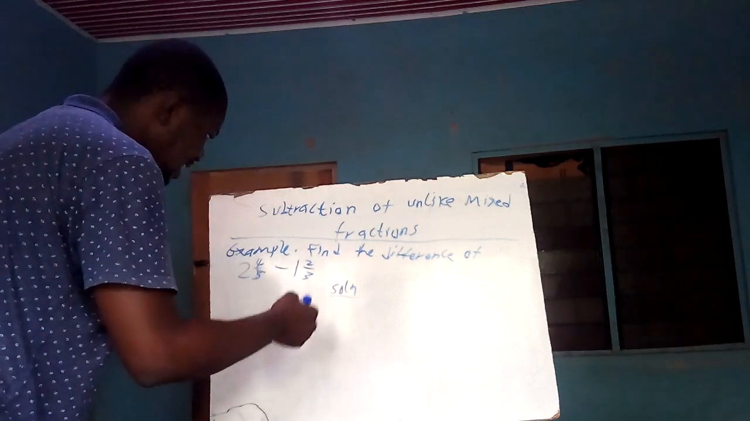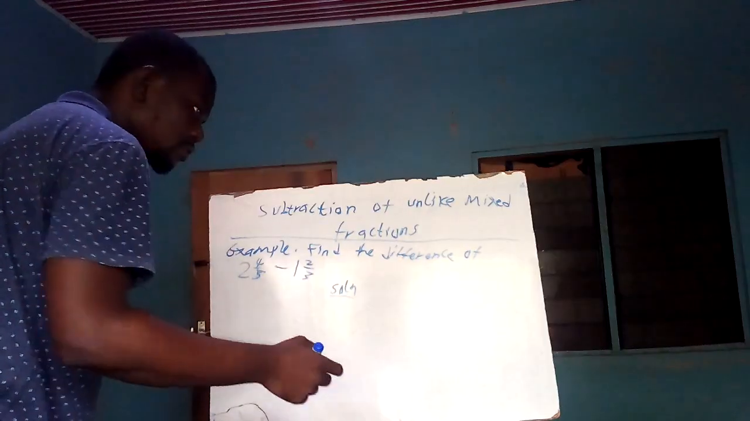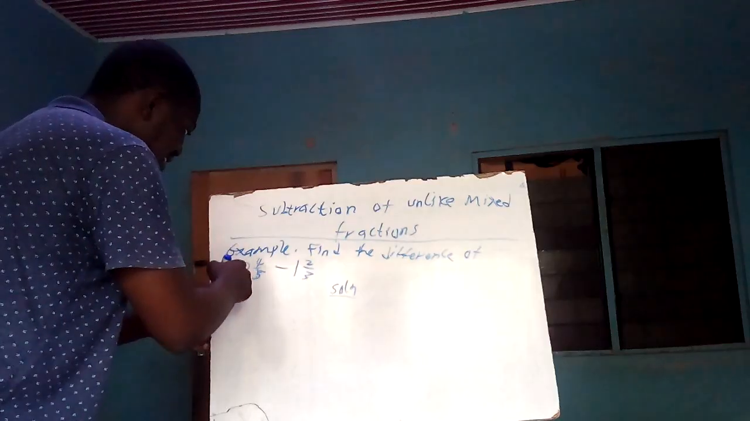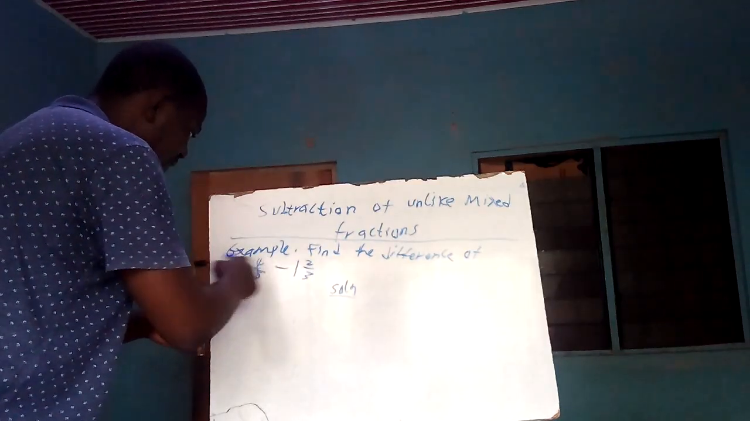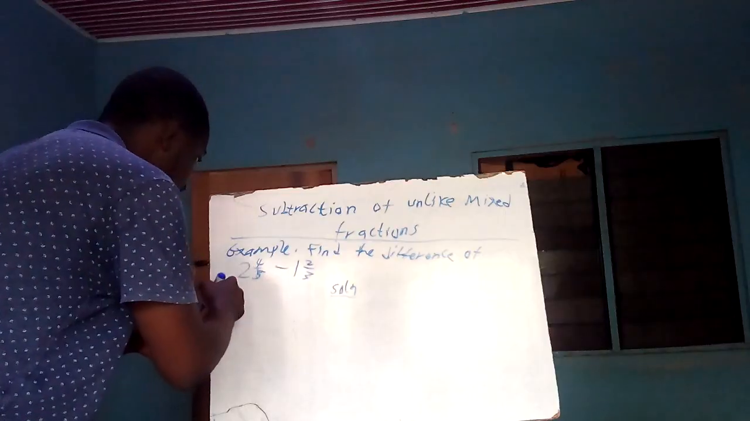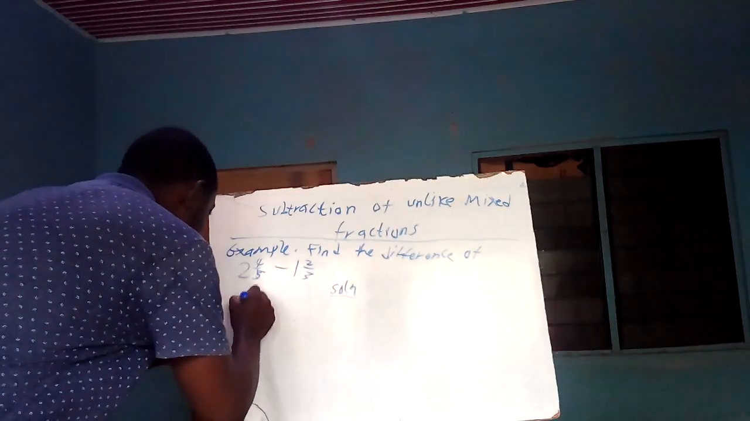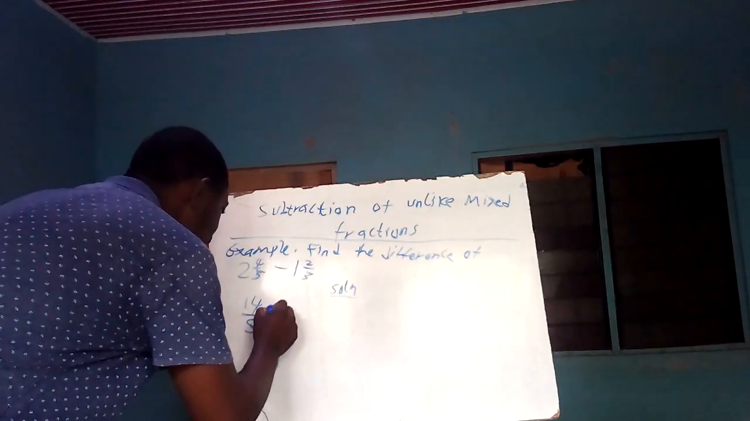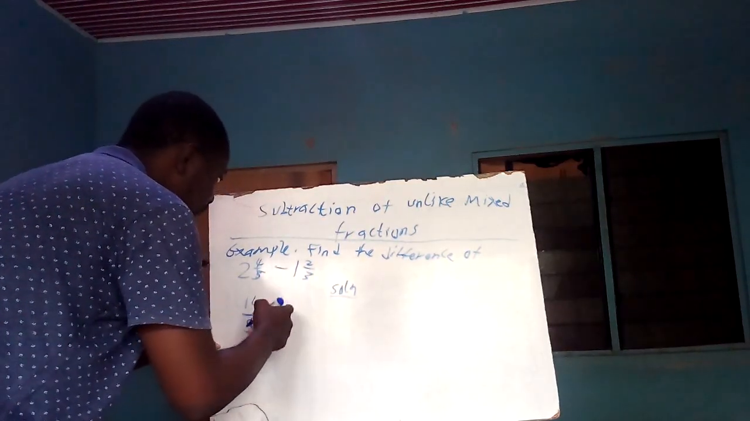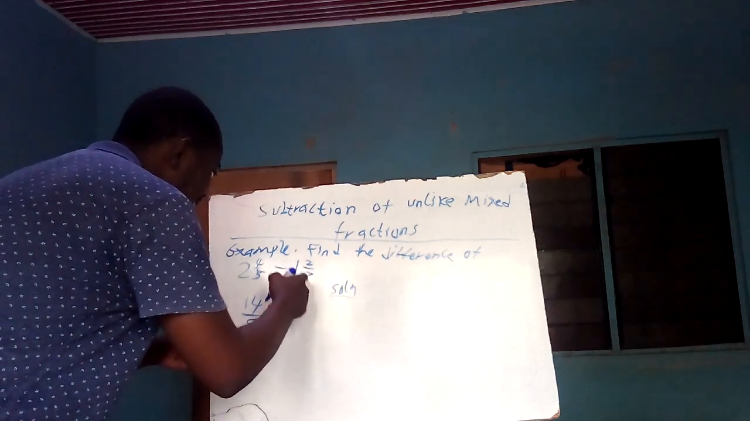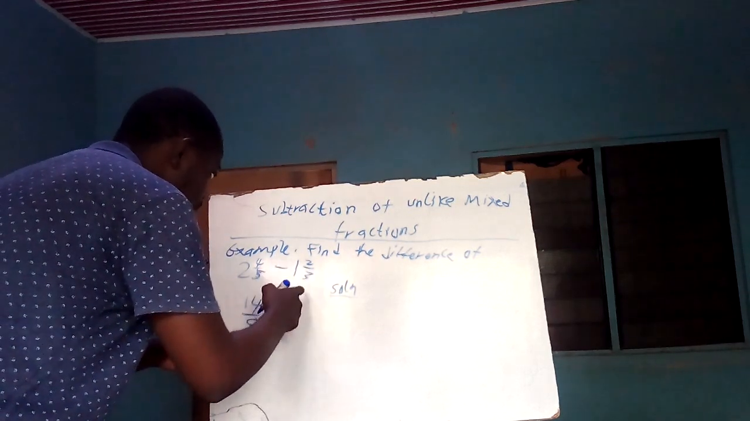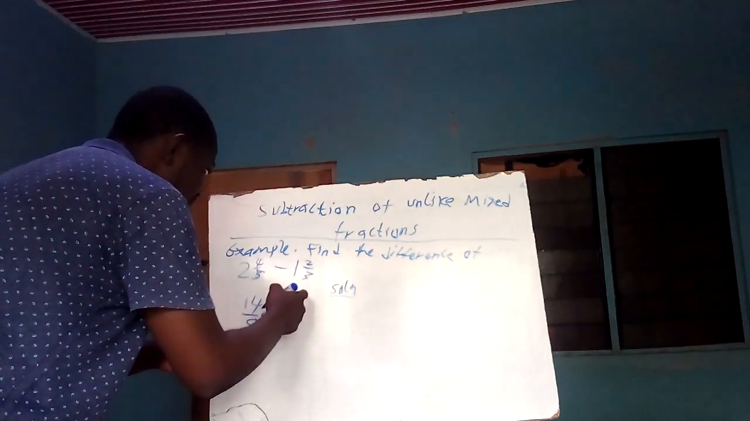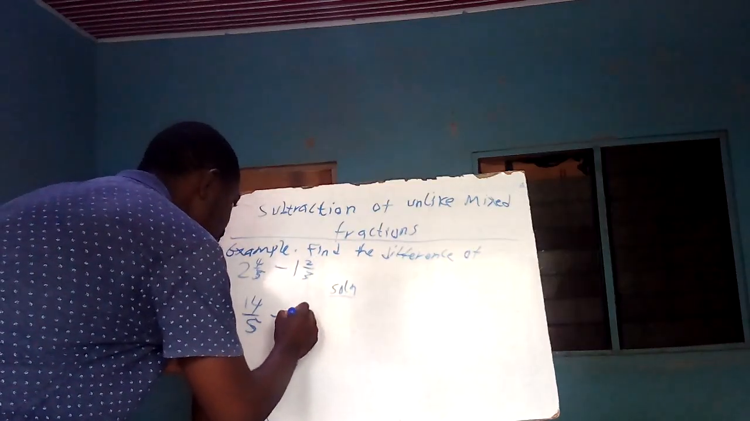To convert a mixed fraction to an improper fraction, you multiply the denominator by the whole number plus the numerator, all divided by the denominator. So 5 times 2 making 10, plus 4 making 14. So you have 14/5 minus, let's come to the second one. 3 times 1, 3, plus 2 making 5. So you have 5/3.